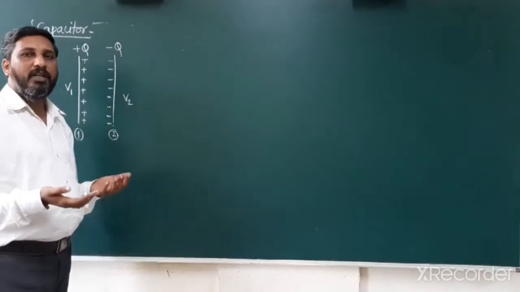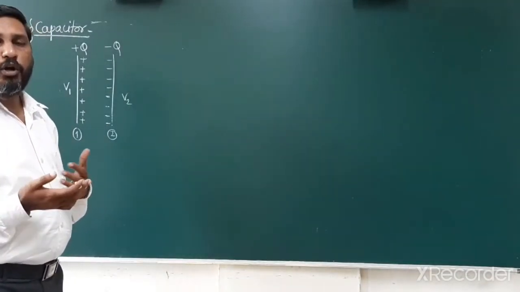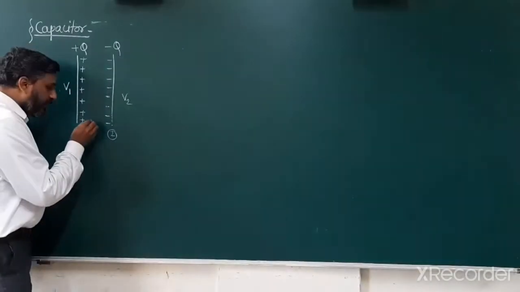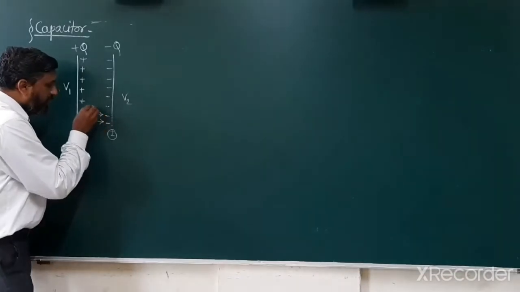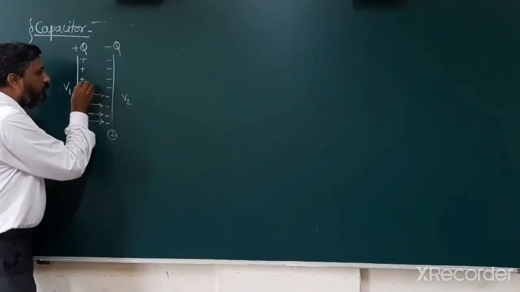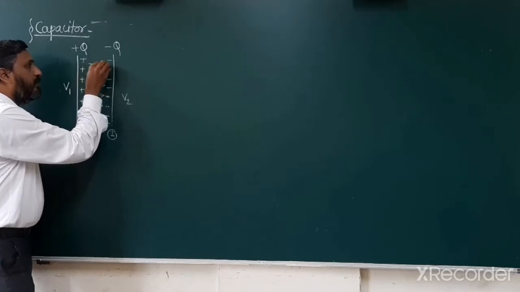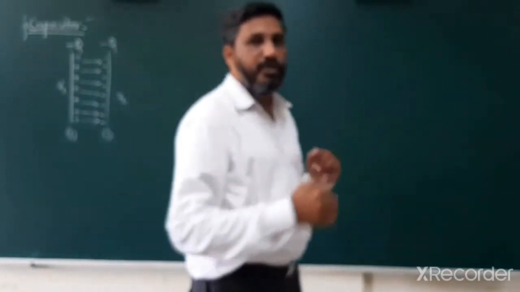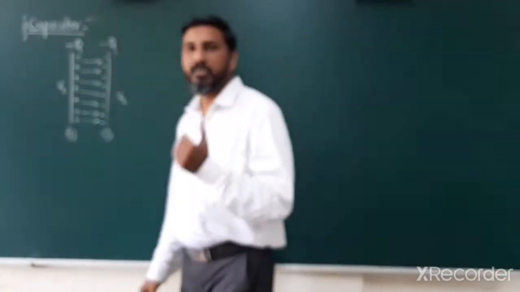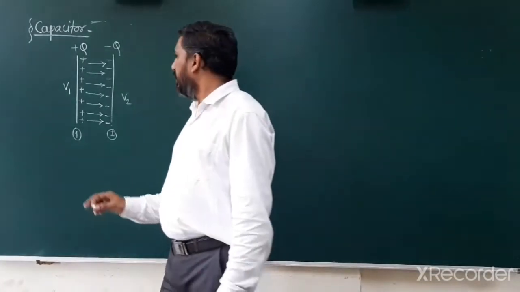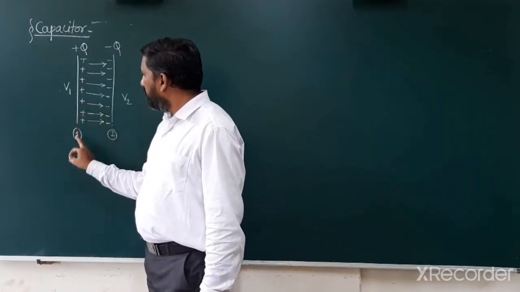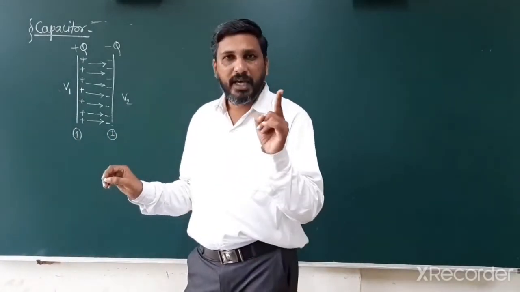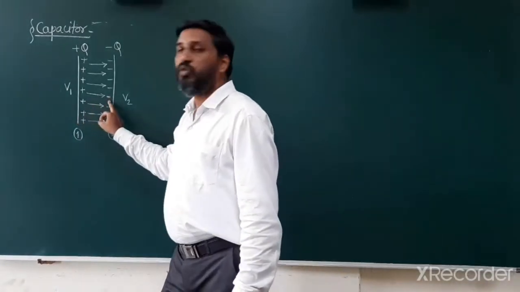Everyone knows that the electric field always starts from the positive charge. So the electric field is shown by arrows, and it moves from positive to negative charge. When any test charge is moved from the first conductor to the second conductor, the work done is positive, because we are displacing the charge in the direction of the electric field.